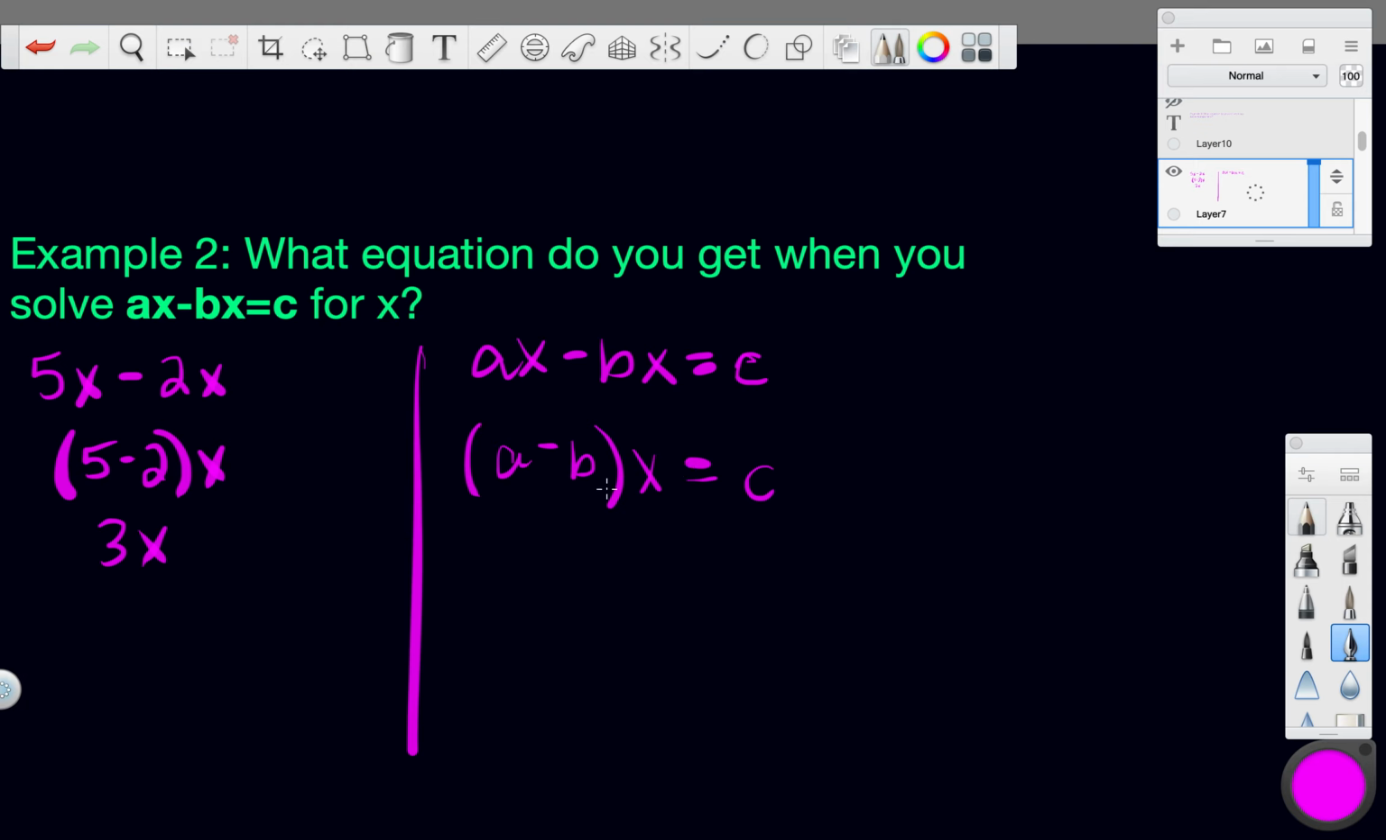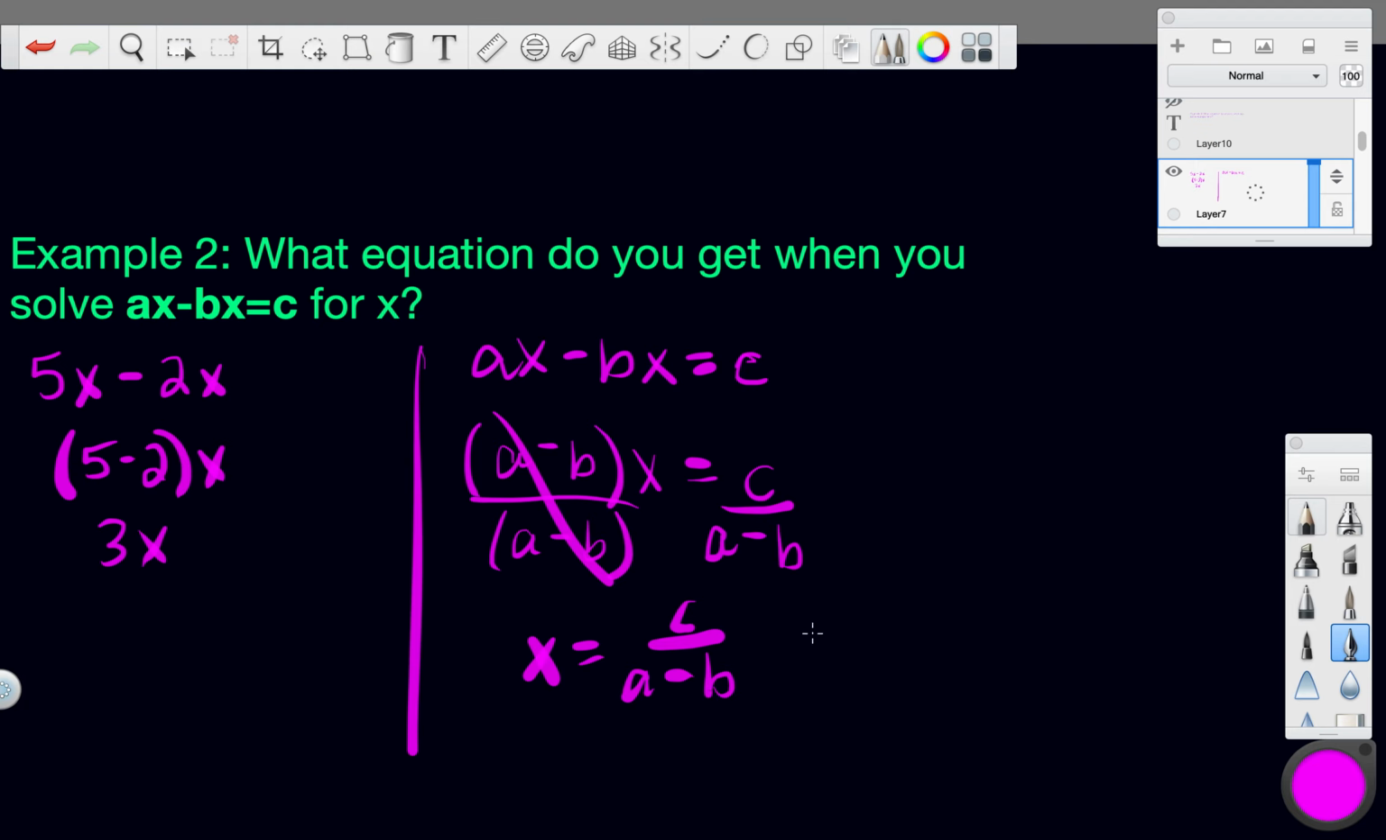I know that when I have something on the outside of parentheses, it means multiplication. In order to undo it, I need to do the inverse operation, which is division. And that's what I really want to do because I want to get rid of this a minus b. I want to move it to the other side because I want x to be alone. So I want to divide by a minus b. They cancel, and I'm left with x over here. So I get that x equals c over a minus b.